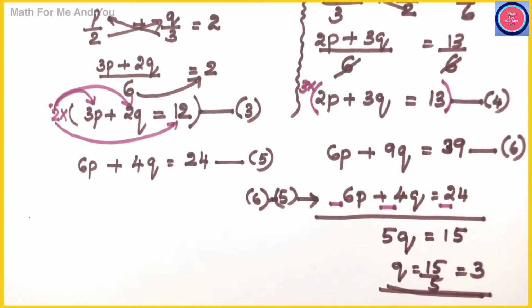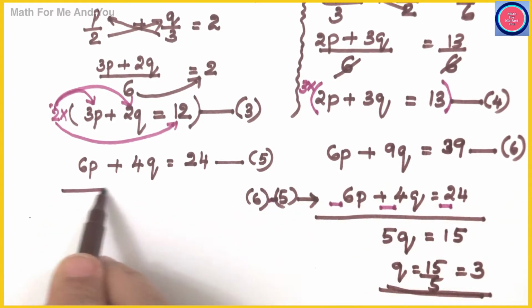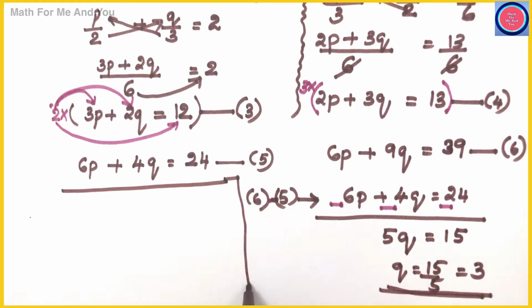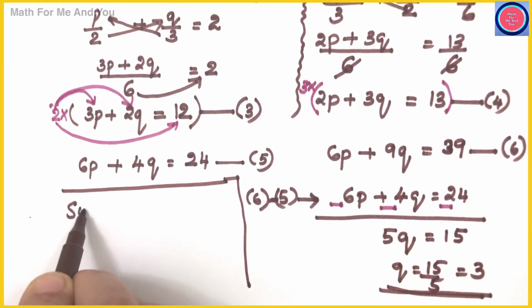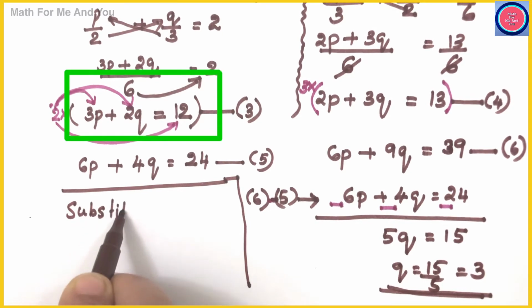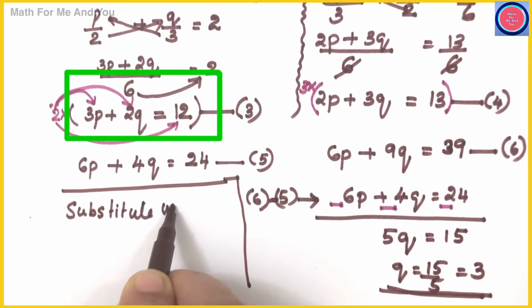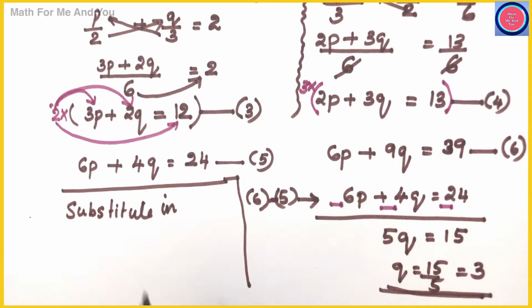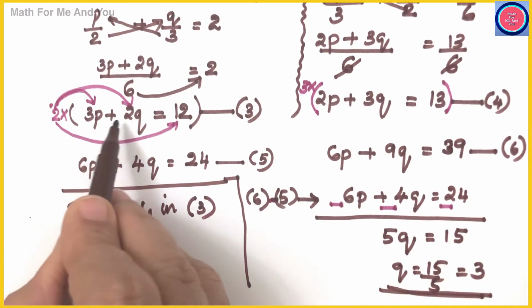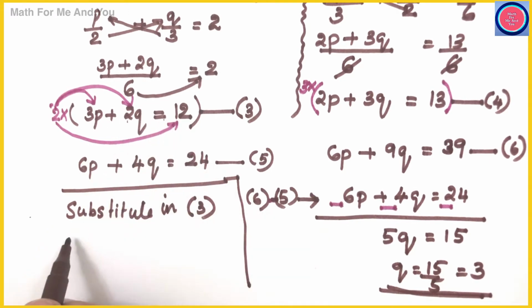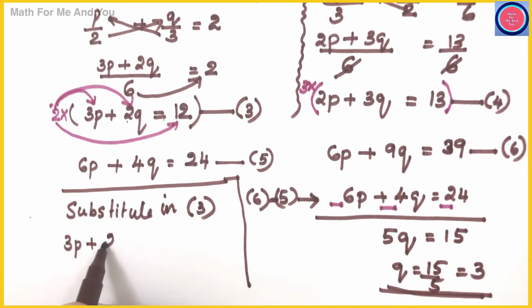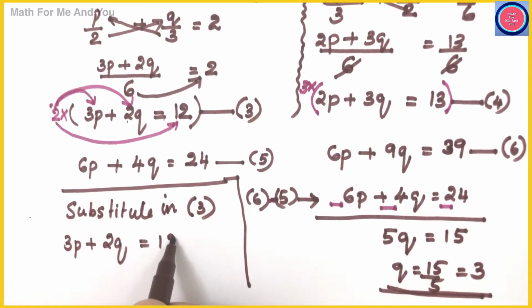Using this value, we can find the value of p. Substitute in any of the equations, equation number 3 or 4 or 5 or 6. I'm substituting this value in equation number 3 because the coefficients are comparatively small numbers. That's why I'm selecting equation number 3. Substitute the value of q in equation number 3. In place of q, I will give 3. The equation is 3p plus 2q equals 12. We are going to change q with the number 3.